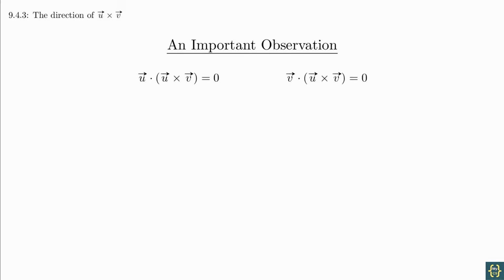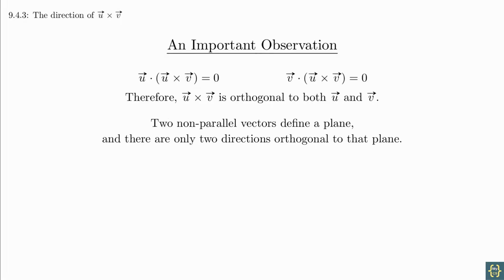The book shows the details of this calculation. If the dot product of two vectors is 0, then the vectors are perpendicular. This means that u cross v is perpendicular to both u and v. Notice that if u and v are not parallel to each other, then together they define a plane.